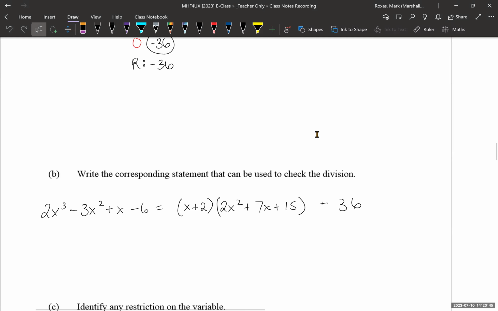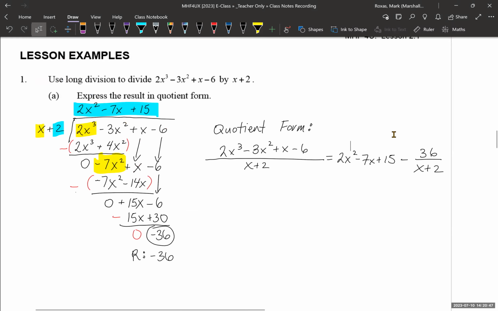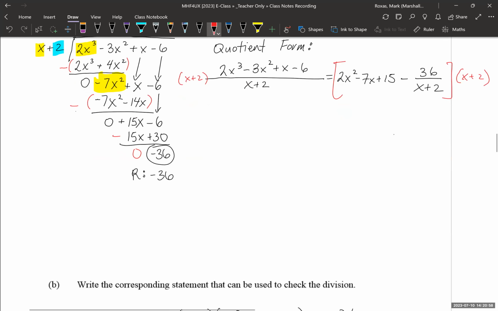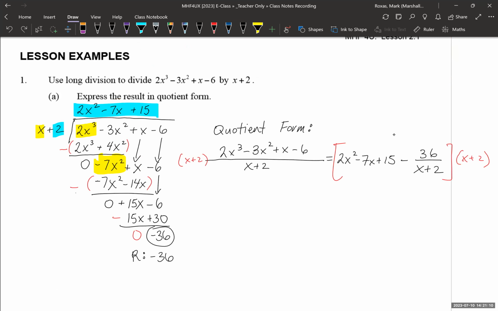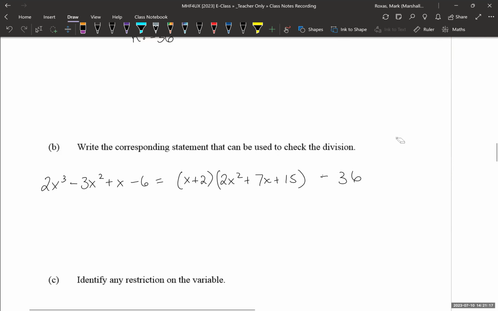Okay, so it's just taking this quotient form, if we multiply both sides by x plus 2, what we get is this form, right? There's your x plus 2, the x plus 2 is gone from that term, and it's gone from the left side as well. Okay, so let's just erase that, just so in our notes we're not confusing that as quotient form. All right, there you go.